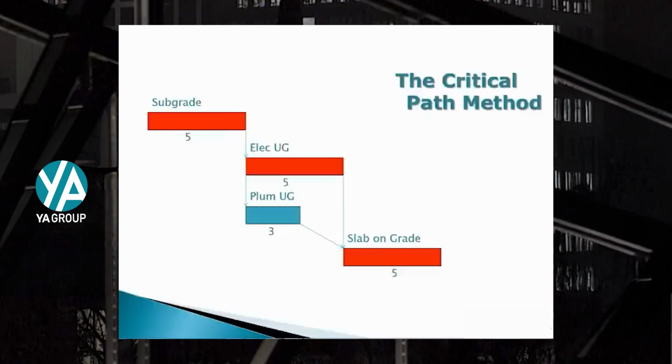The critical path has 3 variables. There's scope, time, and the third variable is logic. Logic is the relationship that each activity has in the network. Let's talk briefly about the critical path.